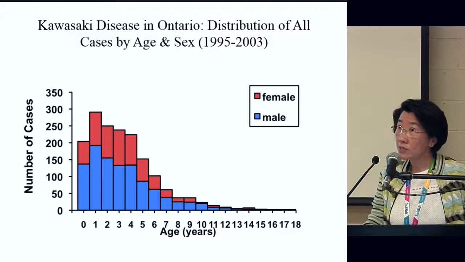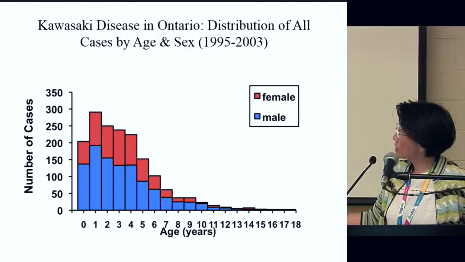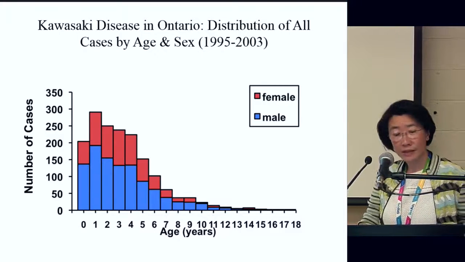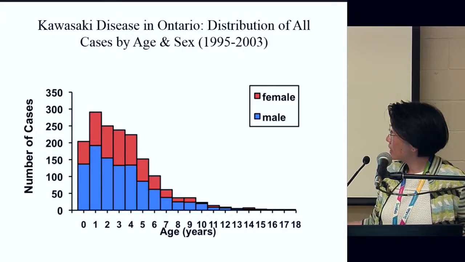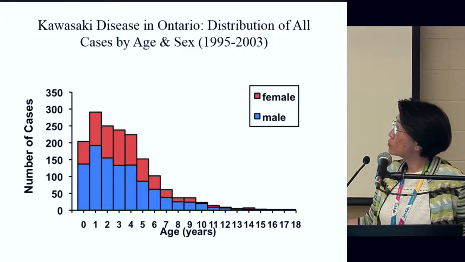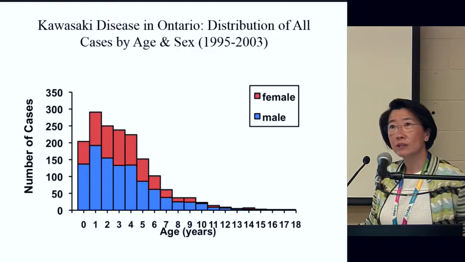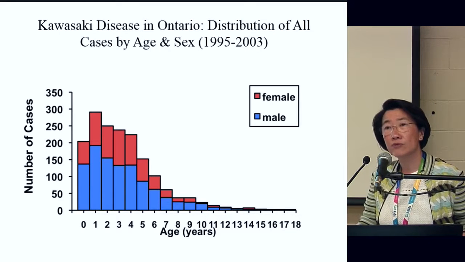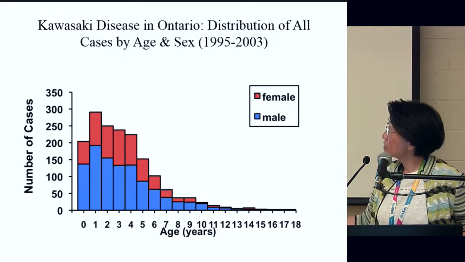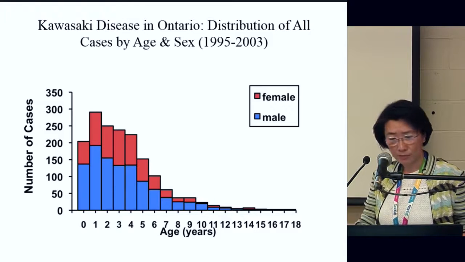It affects boys a little bit more than girls, so that the sex ratio is about 1.6 to 1. And as you can see, looking at the age distribution, it's really very young children that develop this disease, children under the age of 5. In fact, the peak age of incidence is about 18 months.